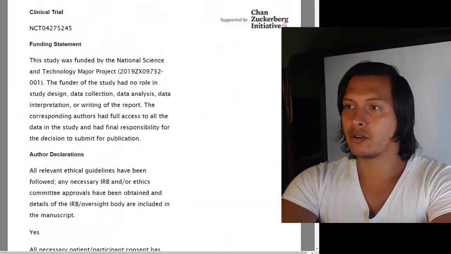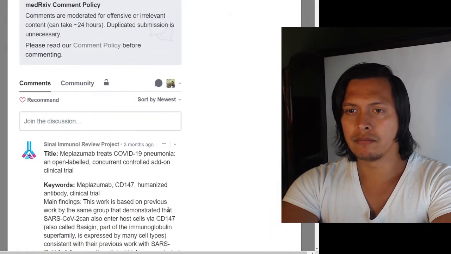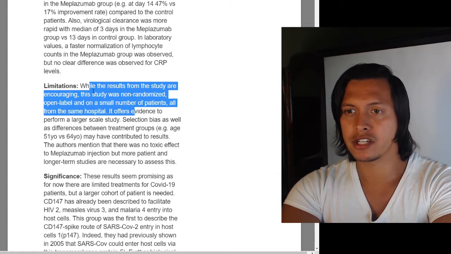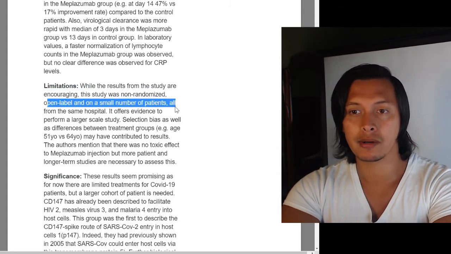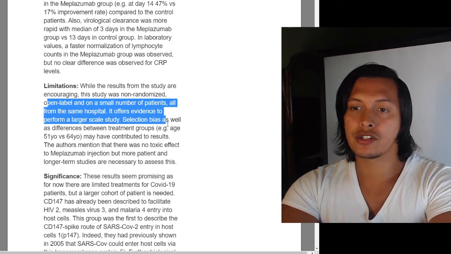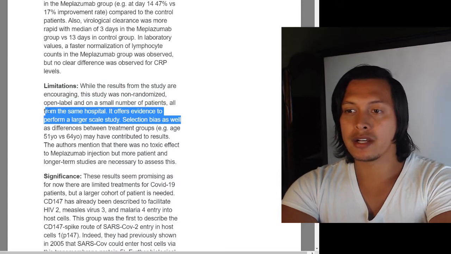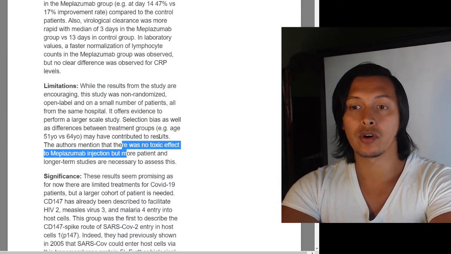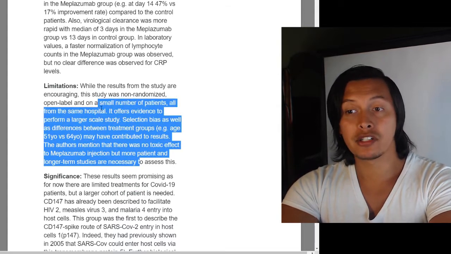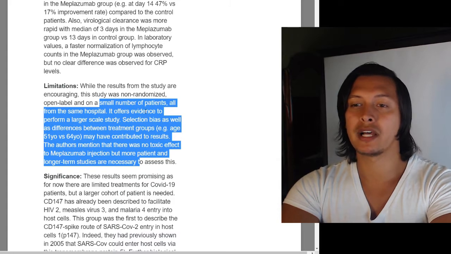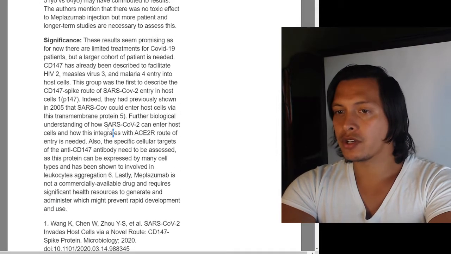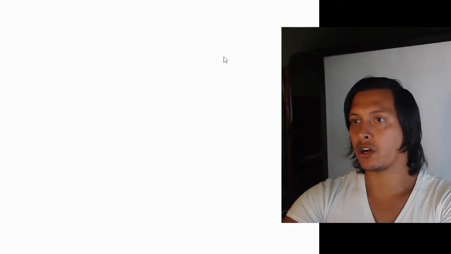But granted, there was also another critical review saying that here are the limitations. While the results from the study are encouraging, the study was non-randomized, open-label, and on a small number of patients, all from the same hospital, and it offers evidence to perform a larger scale study. Selection bias, as well as differences between the treatment groups, for example the age, may have contributed to the results. The authors mentioned that there was no toxic effects to meplazumab injection, but more patients and longer-term studies are necessary to assess this. So yeah, I won't go into too much detail with all of this.